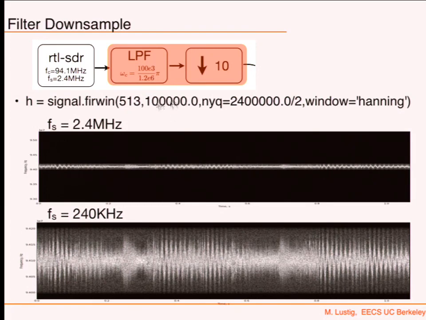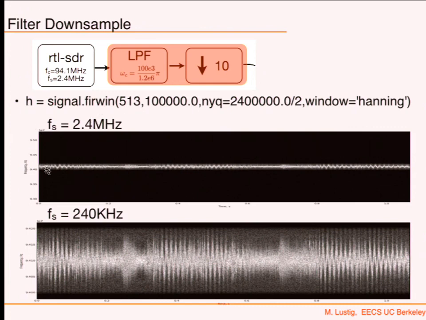It's going to have a cutoff frequency of 100 kilohertz out of a Nyquist frequency, which is 2.4 megahertz over 2. Because the highest frequency, when you sample at 2.4 megahertz, is 1.2 megahertz. So again, all this you have to figure out. And it uses this method of basically creating a sinc and windowing it with the Hanning window. Okay? That's how it's doing it. It's a sinc that's windowed by a Hanning window that gives you that low-pass filter.